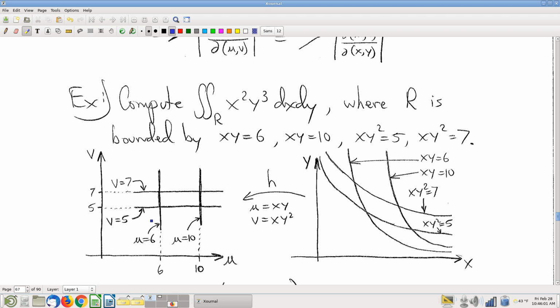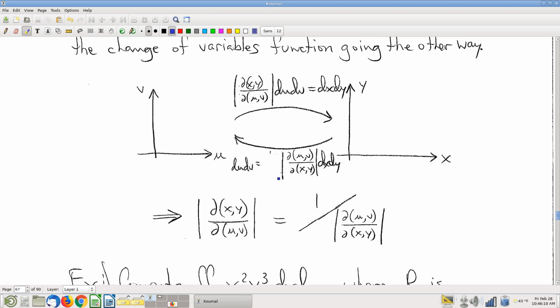I don't know how to compute the stretching factor going the wrong way. I know how to compute the stretching factor going that way. I don't know how to compute the stretching factor going that way. Oh, wait a minute. Yes, we do. It's just a reciprocal, right?